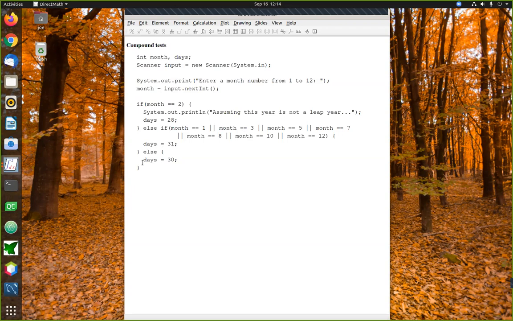So there's an example of how you can use the OR combination to combine a bunch of different cases and basically say, if any one of those cases is true, we know that we've got 31 days in the month.